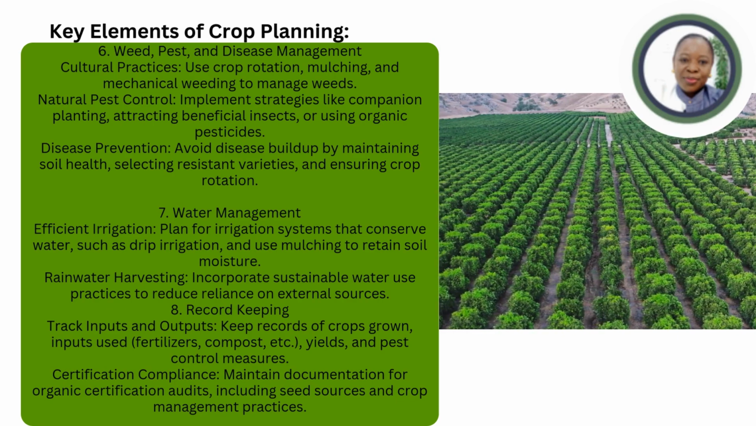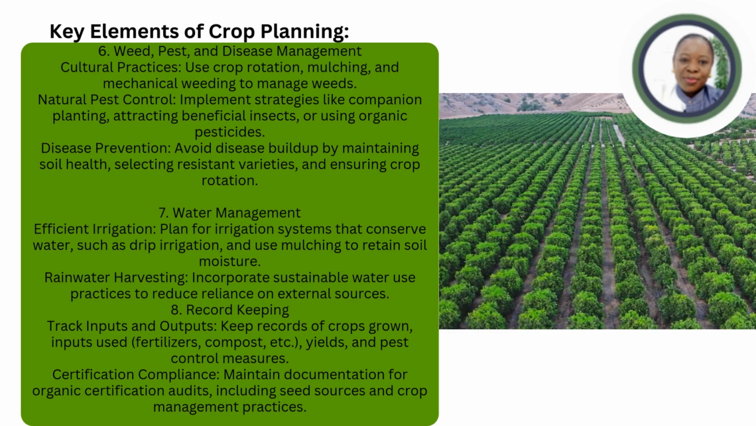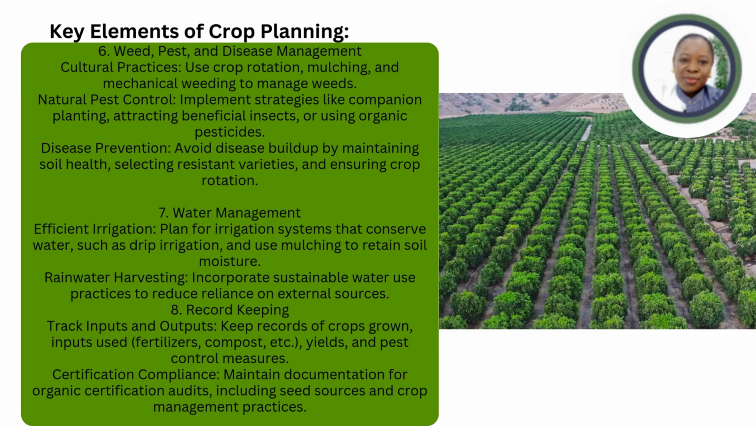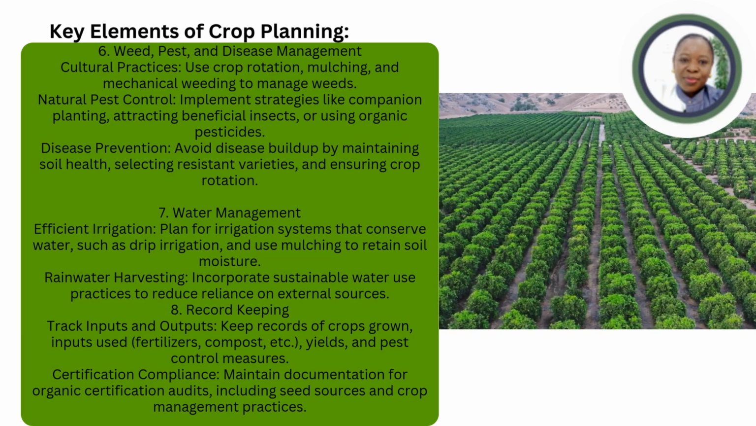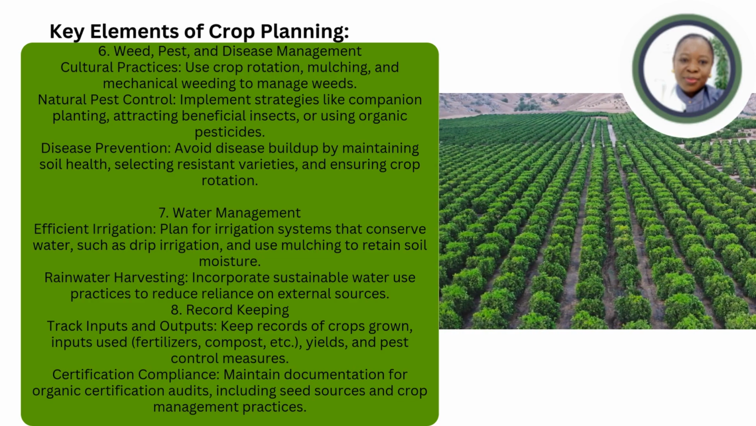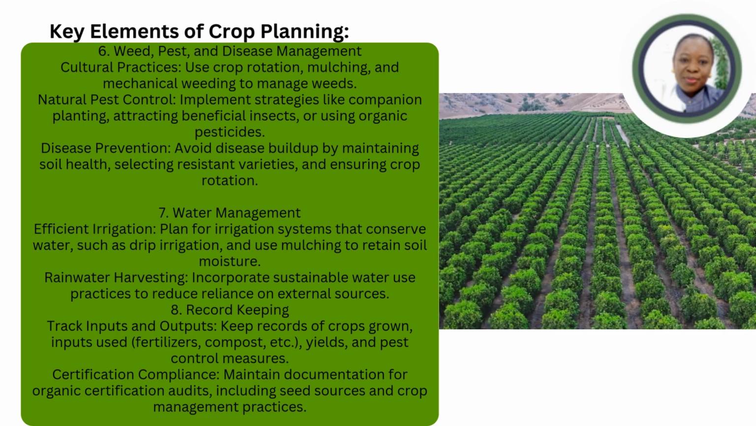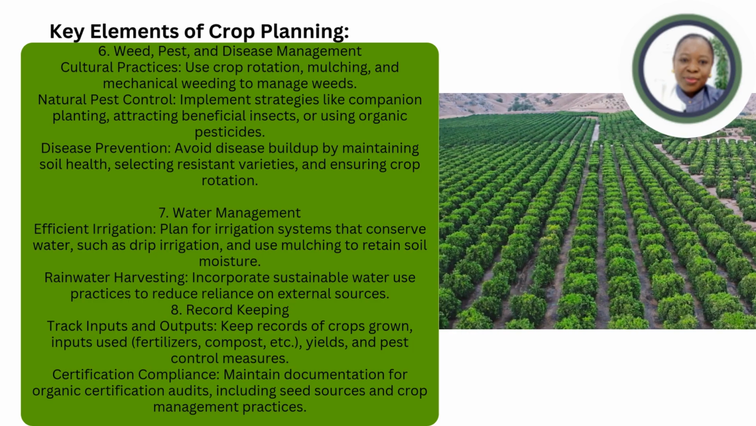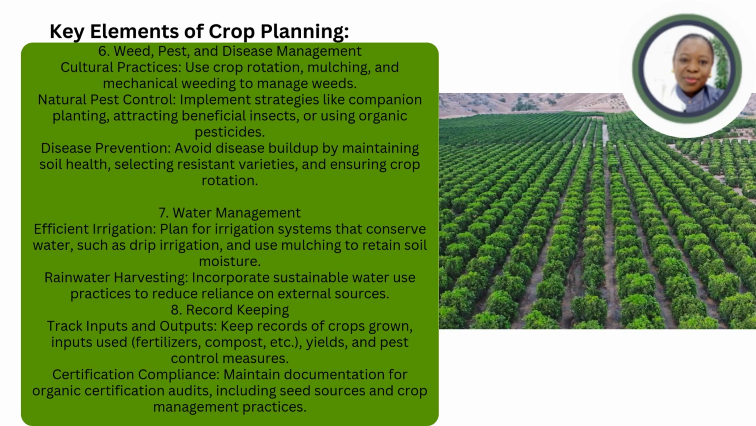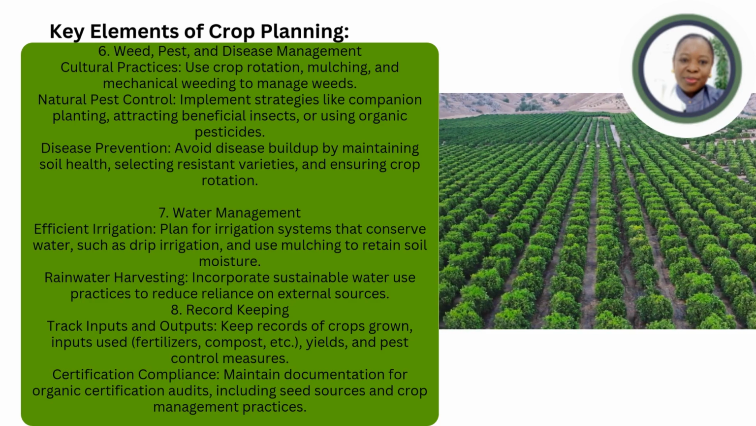7. Water management. Efficient irrigation. Plan for irrigation systems that conserve water, such as drip irrigation, and use mulching to retain moisture. Rainwater harvesting. Incorporate sustainable water use practices to reduce reliance on external sources.